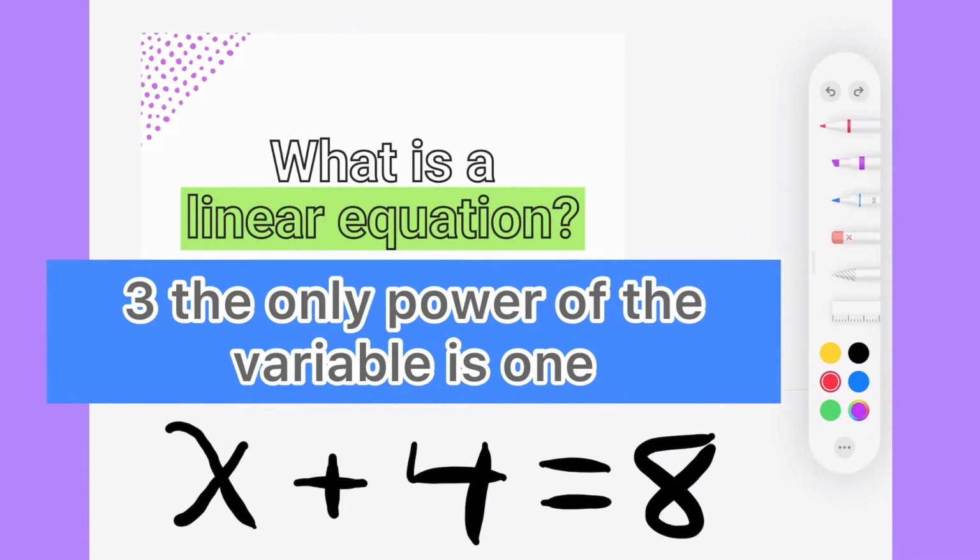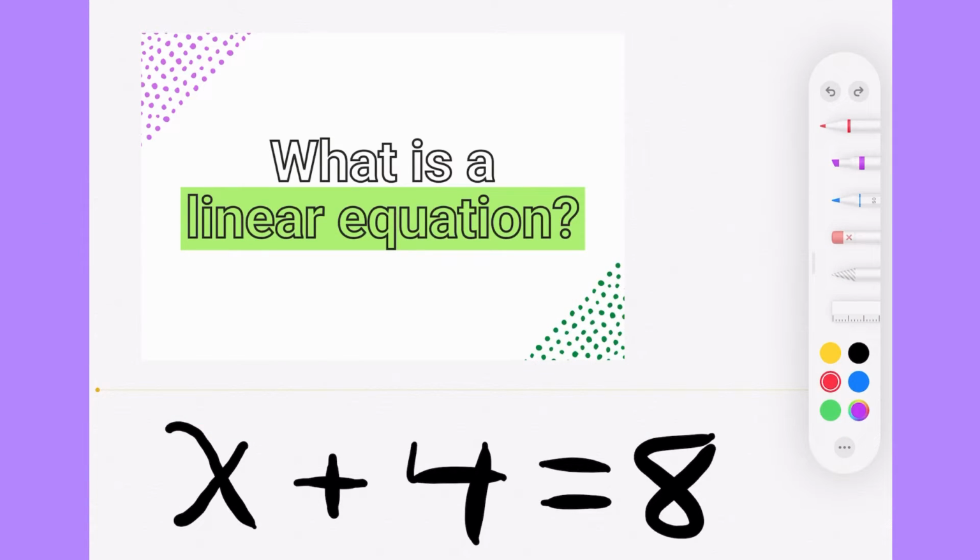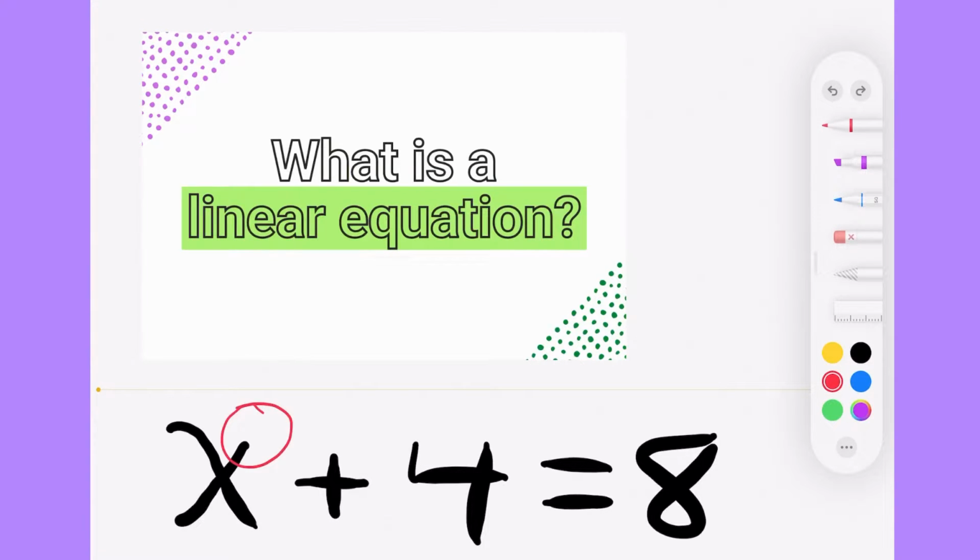Number 3, the only power of the variable is 1, so it can't be a square or a square root of the variable x, call it whatever you want. If you look here, you won't see any number above the x, and this means that the power of it is 1.